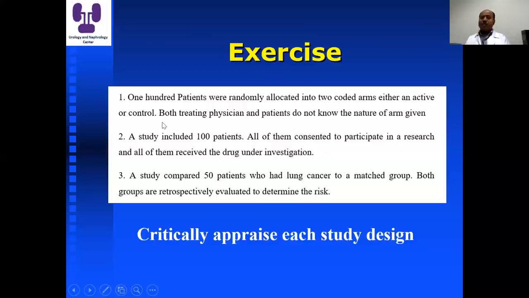And here in this design, both treating physician and the patients don't know the nature of arm given. This means double blinding masking. What does double blind masking add to the strength of a randomized controlled study? It adds a lot. It helps avoid follow-up bias or performance bias. Because if I am a treating physician and I may be energetic and enthusiastic to prove my drug or the intervention under assessment, if I know the intervention, I may be more enthusiastic, so in this way I can do some biased follow-up testing or avoid some tests. So this is follow-up bias or performance bias.